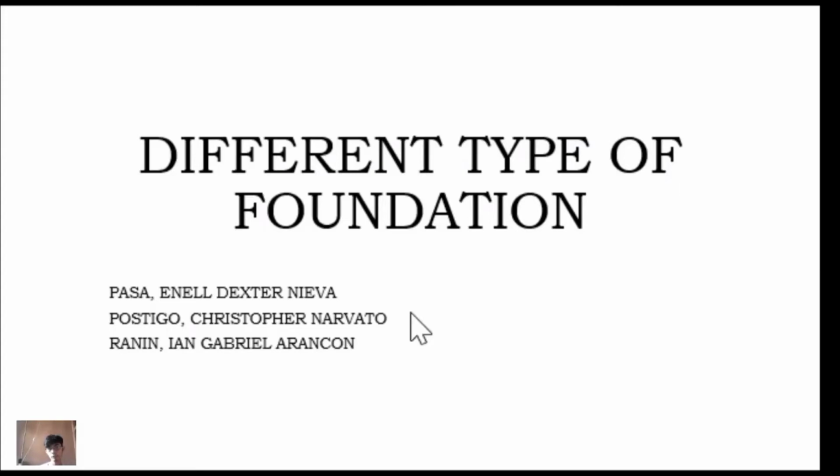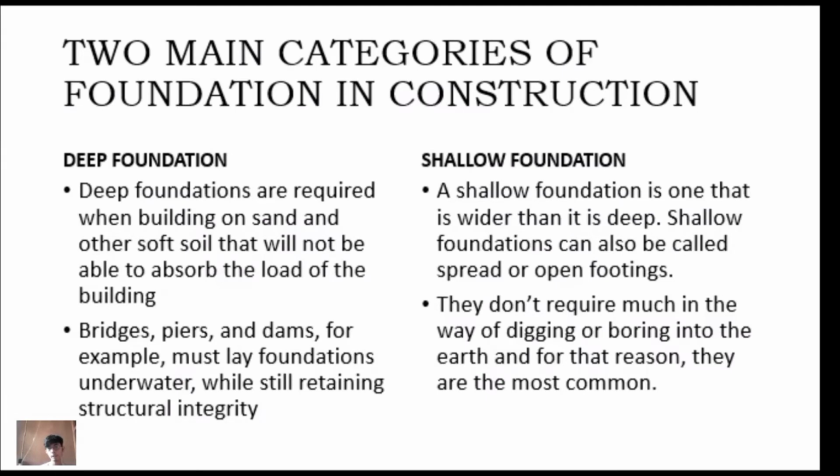Different types of foundation. There are two main categories of foundation that emerge in construction. First, the deep foundation. Deep foundations are required when building on sand and other soft soil that will not be able to absorb the load of buildings. So, the main characteristic of deep foundation is that it is commonly used when the soil is too soft for the erection of the building. So commonly it is used in bridges, piers, and dams.